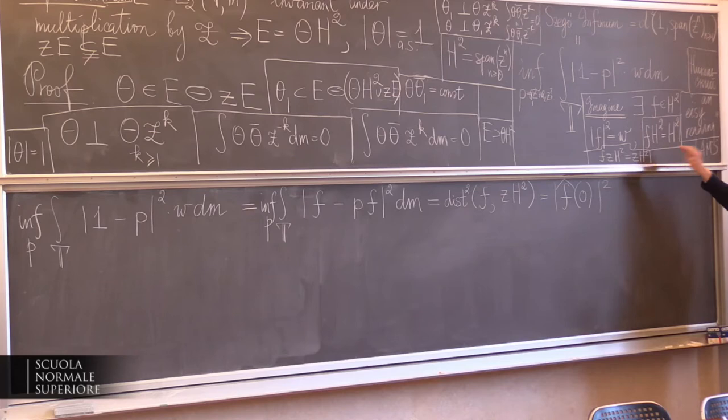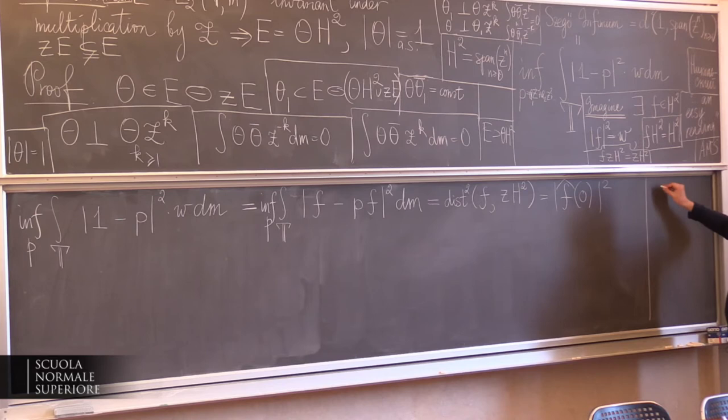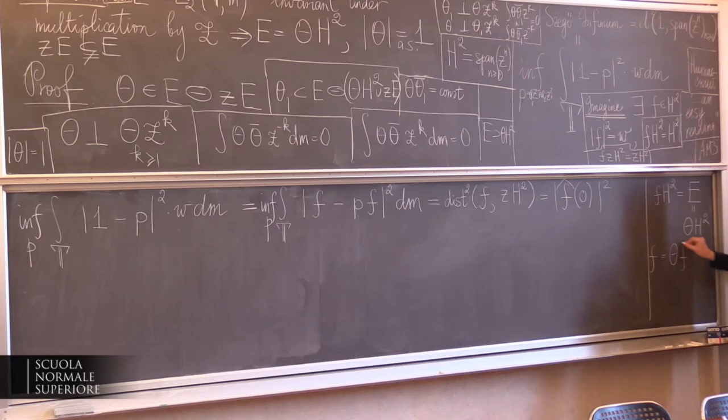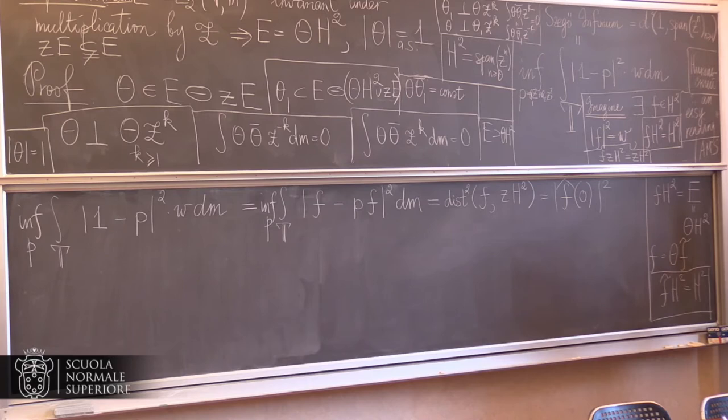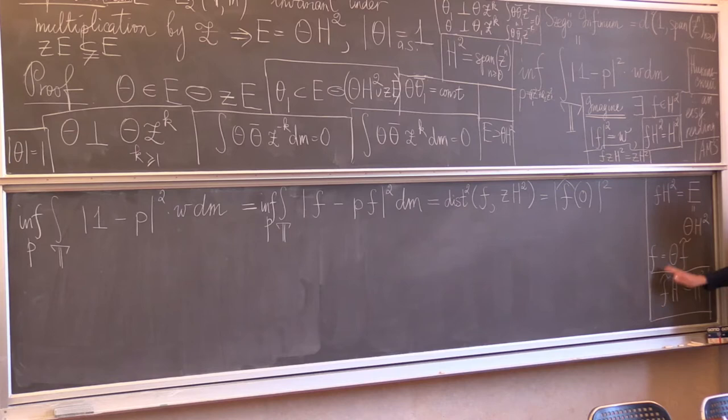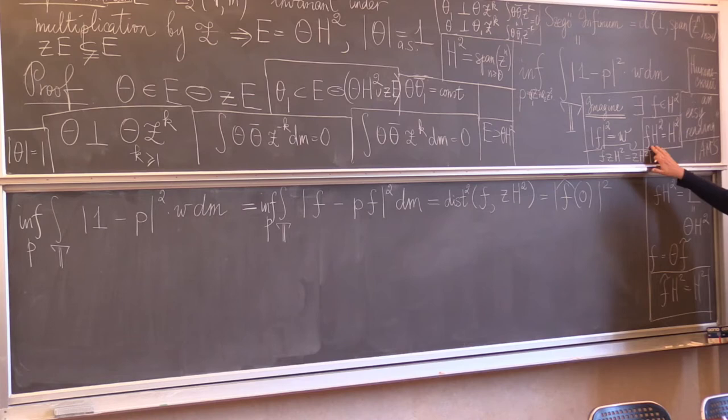In fact, let me say this briefly on the margin: if I have any function F, I consider FH2, and this FH2 is obviously a Z-invariant subspace, so I can take it as E, and then this E is some theta H2, and then F is theta times some F tilde, and this F tilde has the property that F tilde H2 is equal to H2. So precisely this is the outer function. The essence of this equality is that we are able to invert, maybe not precisely, but approximately invert F in H2. So now the question is how to find such a function.